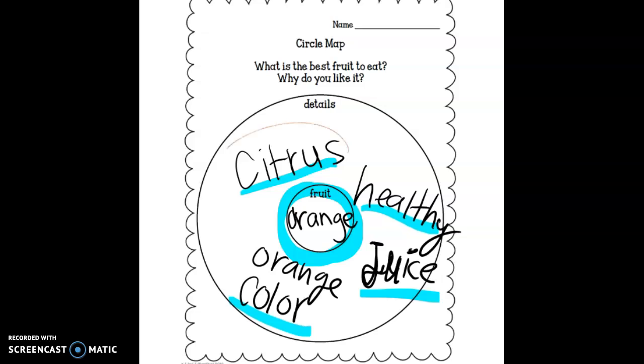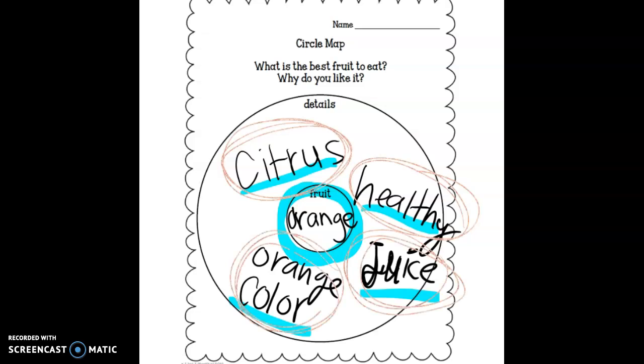So I said that I like oranges because they are citrusy. I said I like oranges because they are healthy for you. I said I like oranges because I like orange juice. And I said I like oranges because I like the color orange.